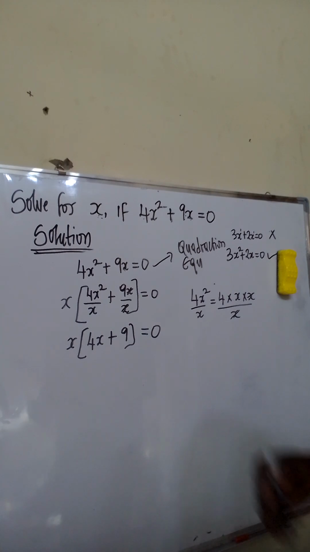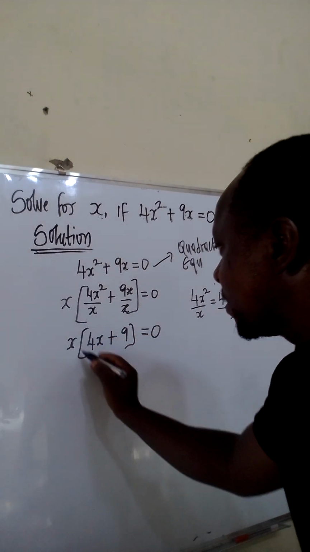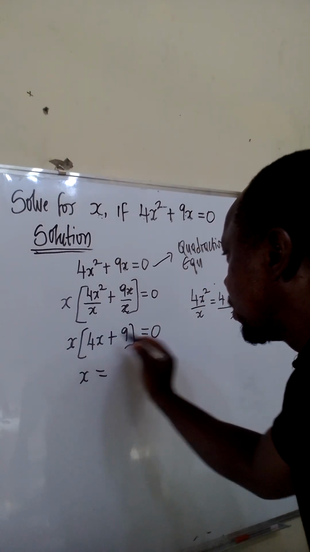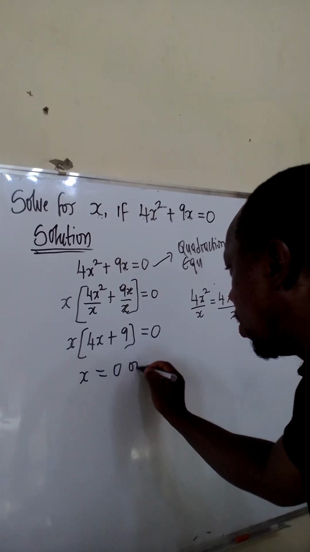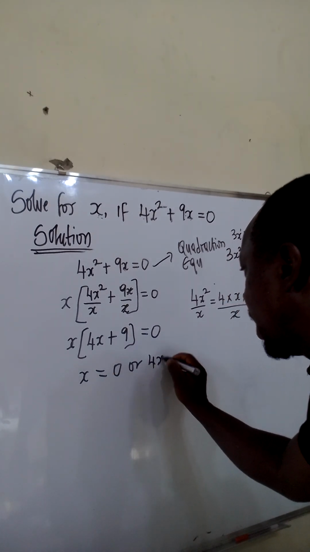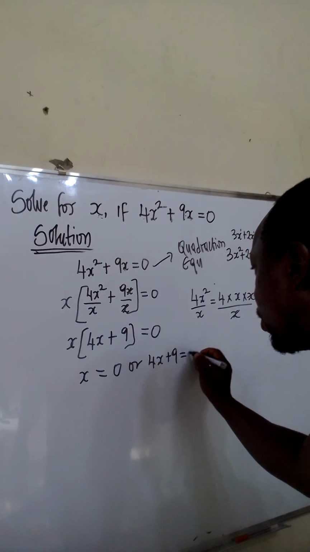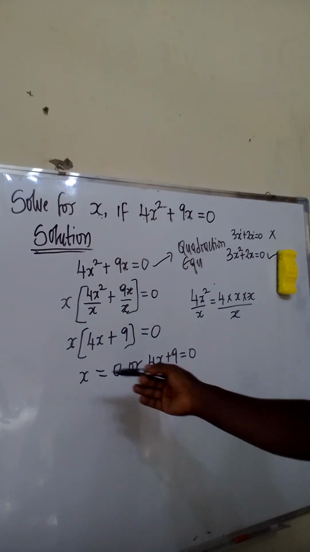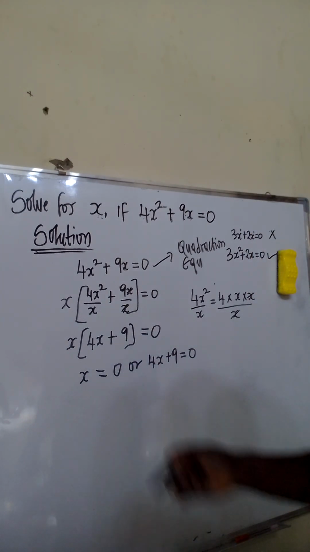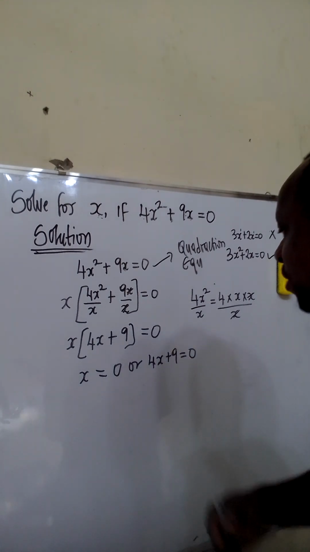Now, I told you earlier on that a quadratic equation always has two values for what? x. Now, it means x is equal to what? 0, or 4x plus 9 is equal to 0. We have gotten one value, x equal to what? 0.